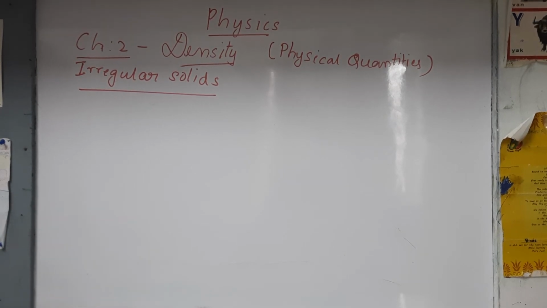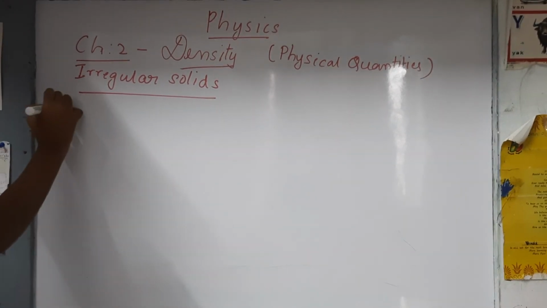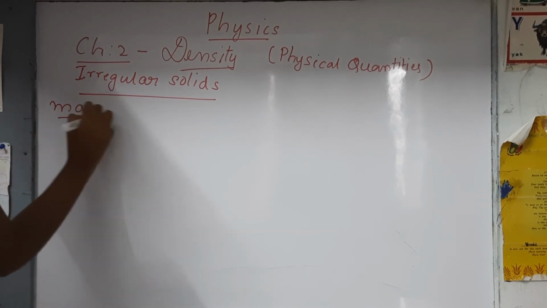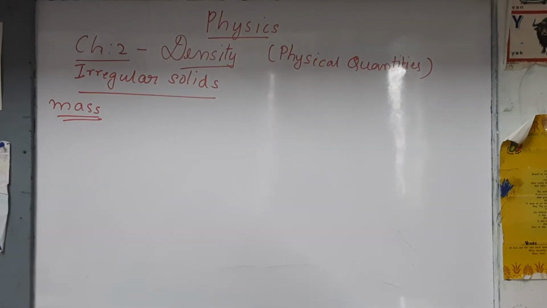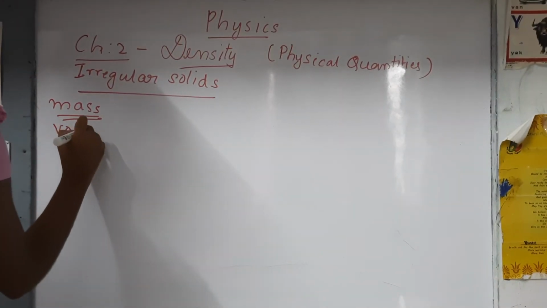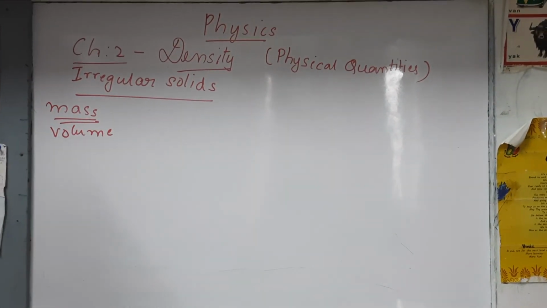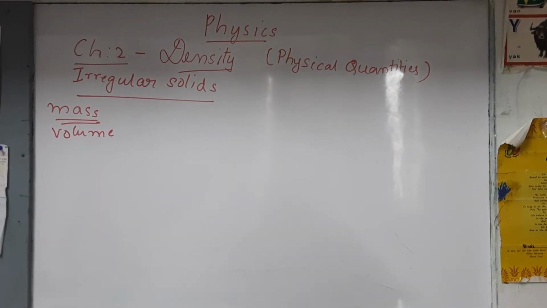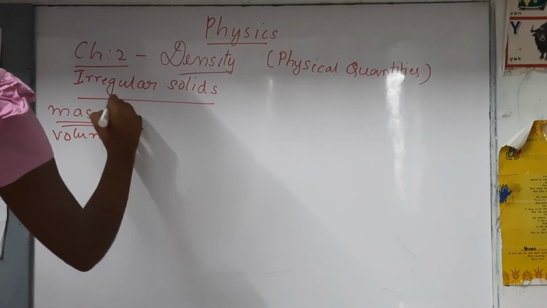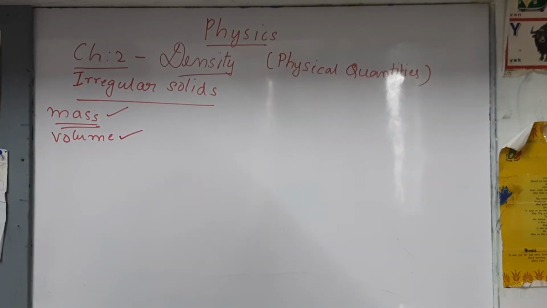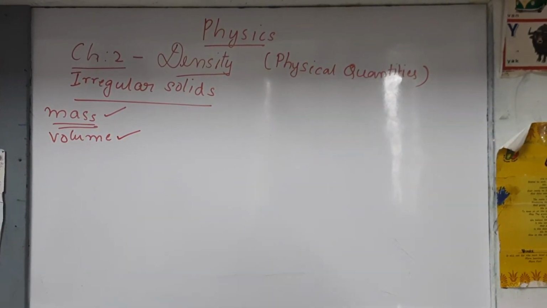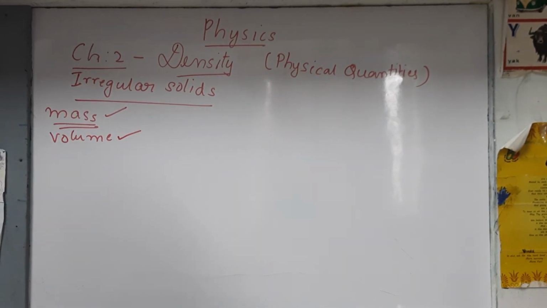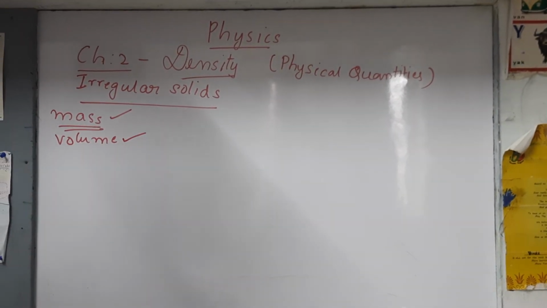To determine the density of irregular solids, first we take its mass, which can be measured through a physical balance, and then its volume. To find the density, two main things are required: mass and volume. If you have these two, you can find the density of any substance. To find the volume, we take the measuring cylinder.